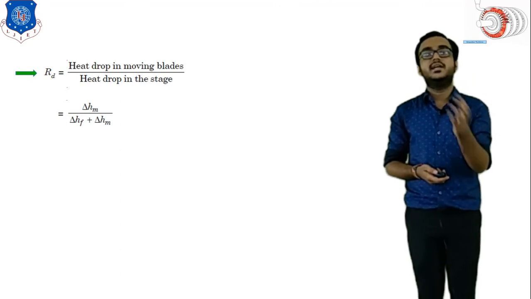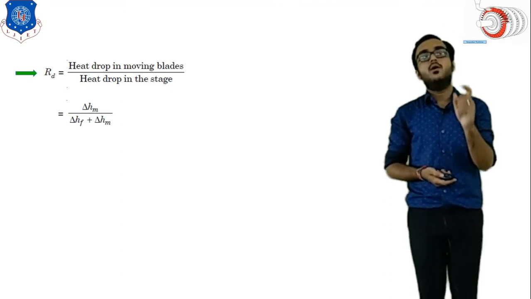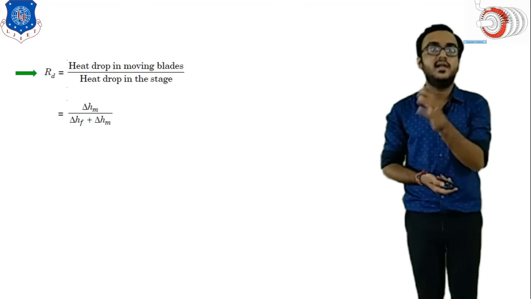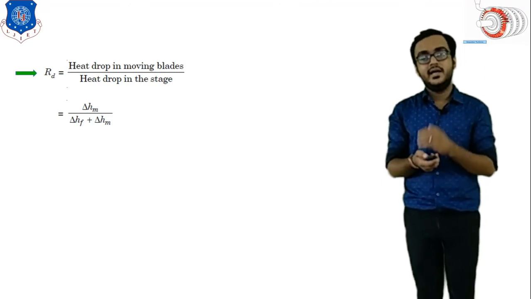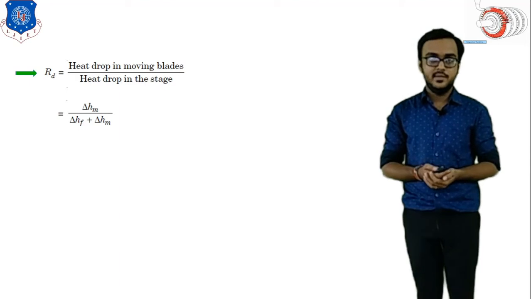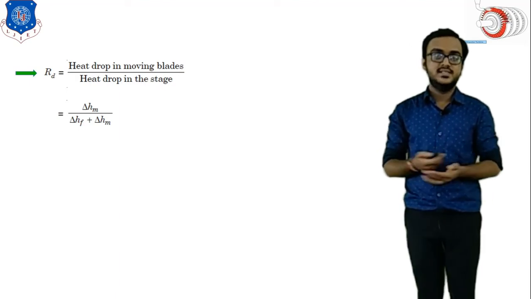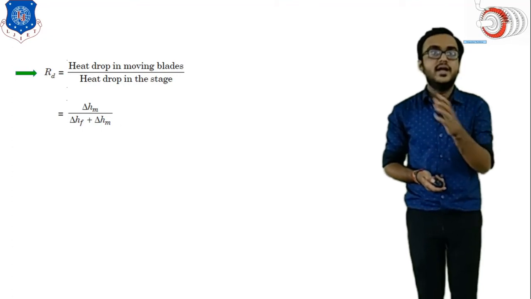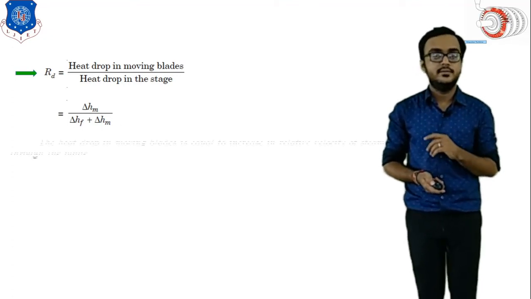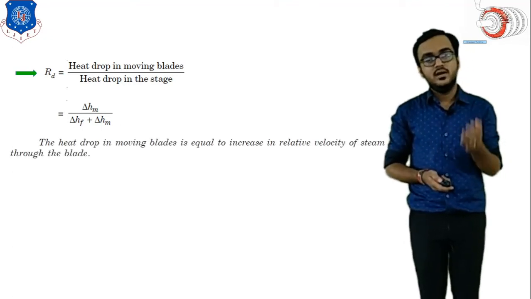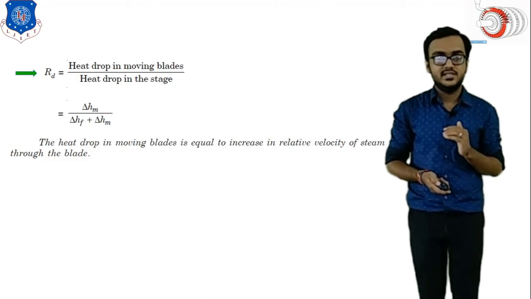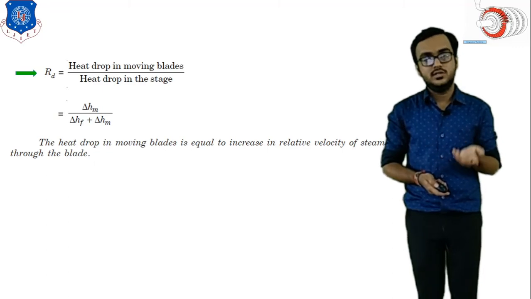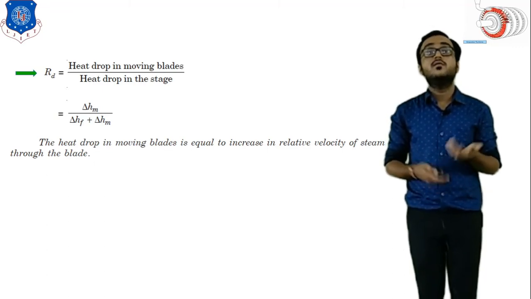while the velocity is increased. Whatever amount the pressure is reduced must be equivalent to the increase of kinetic energy, from the first law of thermodynamics. So delta Hm is equal to the change of kinetic energy across the moving blade, while delta Hf is equal to the change of kinetic energy across the fixed blade. Simple.